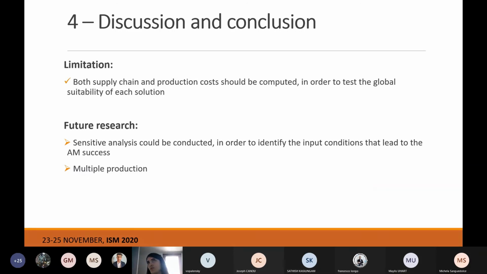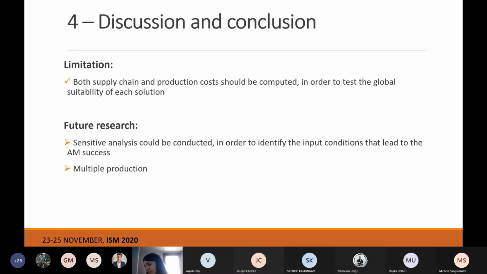As a limitation, we can say that this study is mainly focused on supply chain performance, but in order to test the global suitability of the solution, both production and supply chain costs should be computed. As future research, we could solve this limitation, and we could also conduct a sensitivity analysis in order to test different input data and measure the reaction of the supply chain.